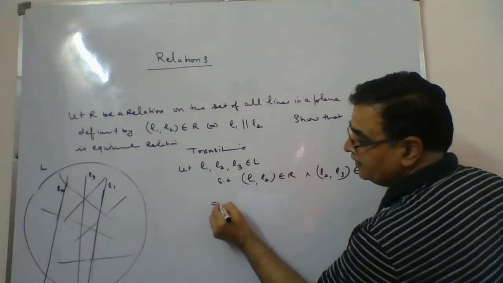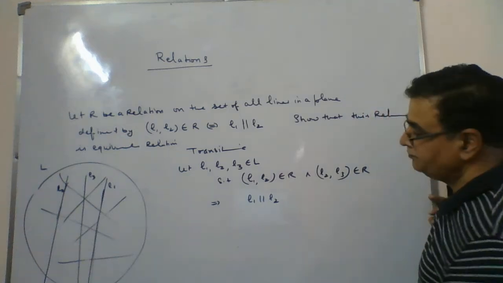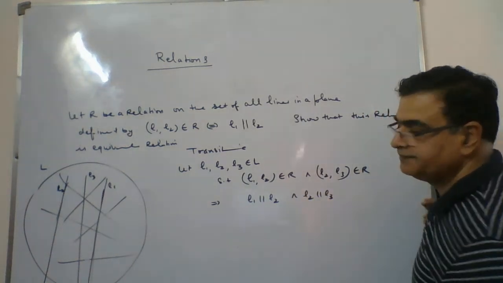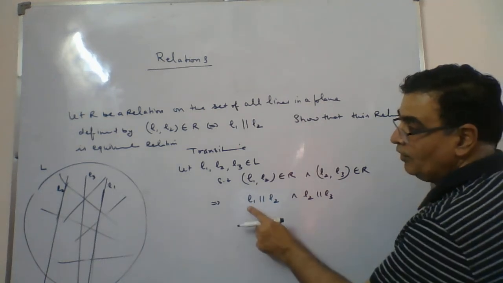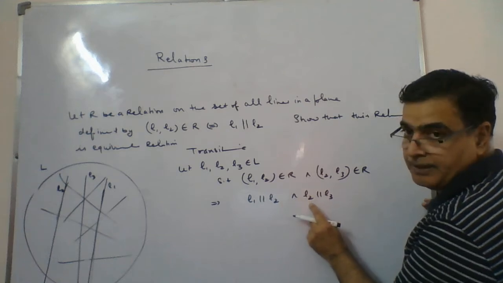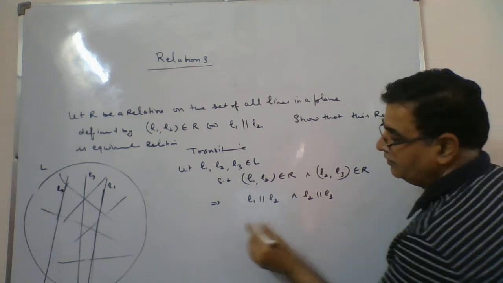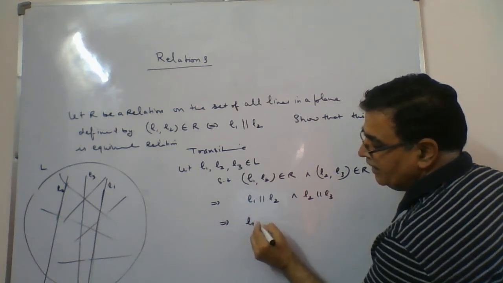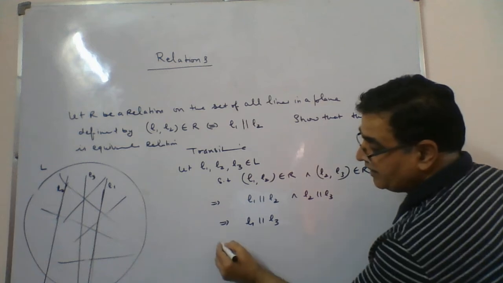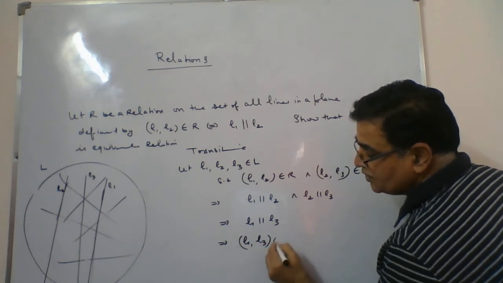If you have this condition, what should I say? L1 becomes parallel to L2. And at the same time, L2 is parallel to L3. One thing you should keep in mind, if the line L1 is parallel to L2, at the same time L2 is parallel to L3, then automatically L1 and L3 will be parallel. Definitely, yes. So L1 is parallel to L3. And if L1 is parallel to L3, what does it indicate? (L1, L3) belongs to R.